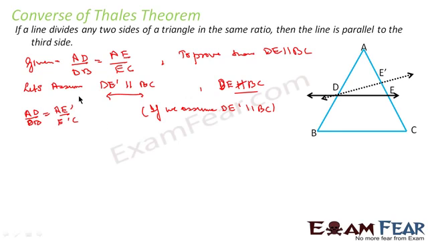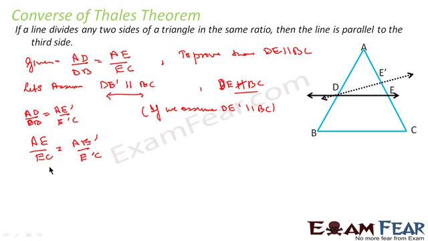Now AD by BD is equal to AE by AC, already given, right? AD by BD is equal to AE by AC. So instead of AD by BD, I'll write AE by AC. So this becomes AE by EC is equal to AE' by E'C, correct?